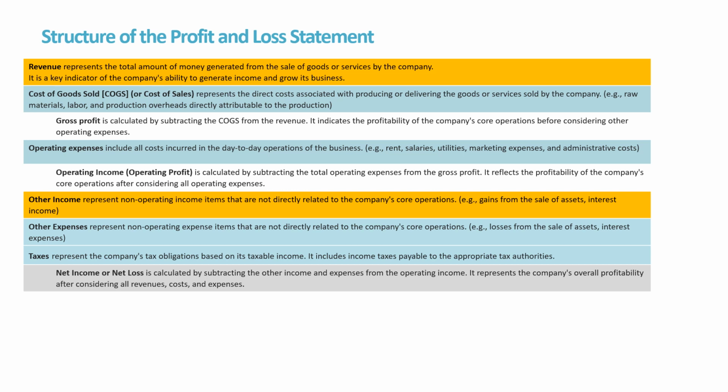Next in line we have taxes. This represents the company's tax obligations based on its taxable income. This includes income taxes payable to the appropriate tax authorities. At the bottom of the statement, we find net income or net loss. This component is the final one, calculated by subtracting other expenses and taxes from operating income and adding other income. It represents the company's overall profitability after considering all revenues, costs, and expenses.